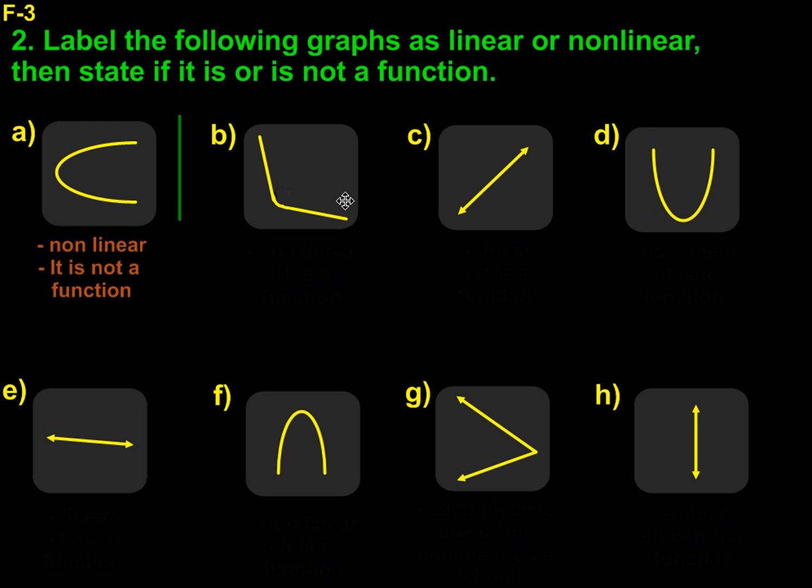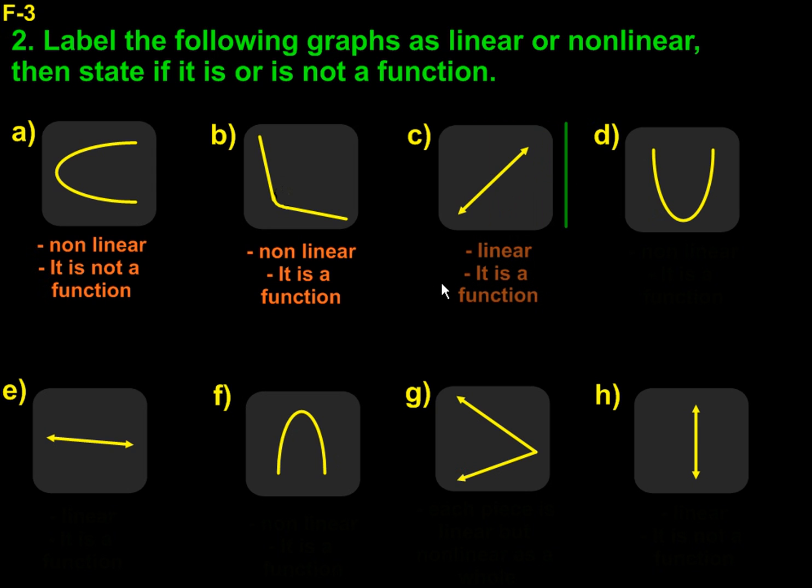If we look at B, you can see that B is not linear, but it does actually pass the vertical line test. So we could say that it's not linear, but it is a function. If we look at C, C certainly is linear, and it also passes the vertical line test, only touches in one spot at any one time. So C is both linear, and it is a function. If we look at D, D is certainly not linear, but it does pass the vertical line test. So we can say that it's not linear, but it is a function.